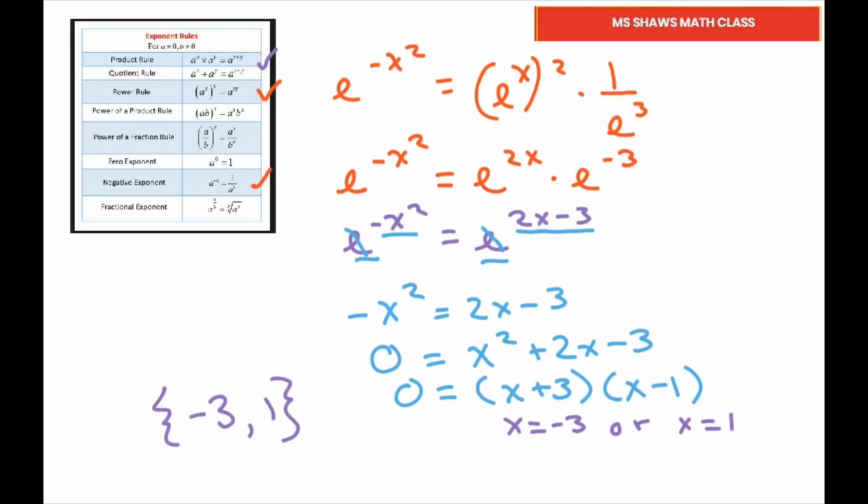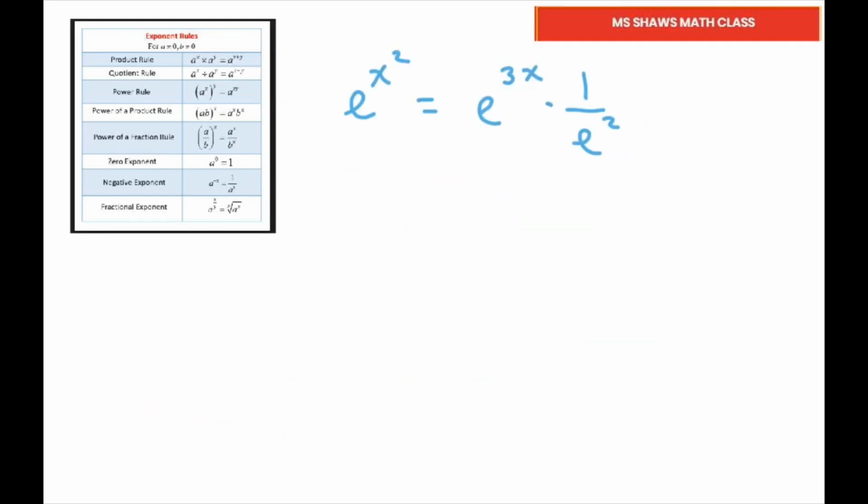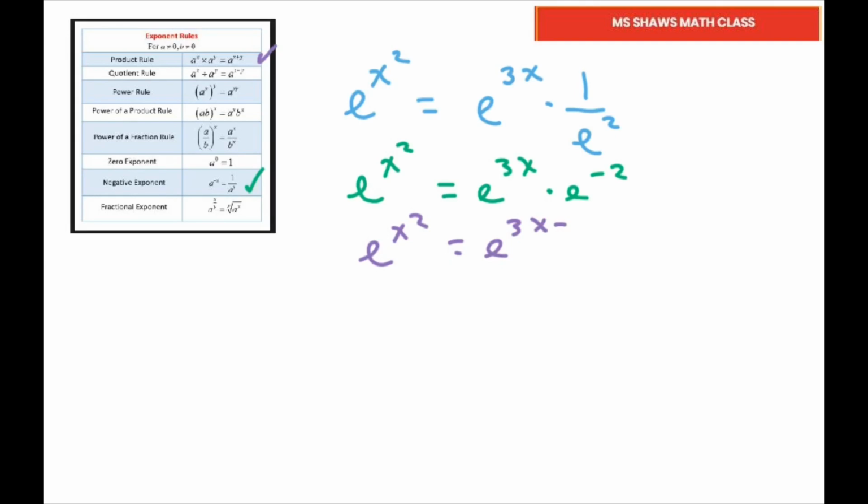So it wasn't that hard. Just remember e is just like a constant. Now here's another one. We're going to rewrite this again. We have e to the x squared equals e to the 3x times e to the negative 2. That's my negative part. Now I'm going to use my product rule. So I have e to the x squared equals e to the 3x minus 2.